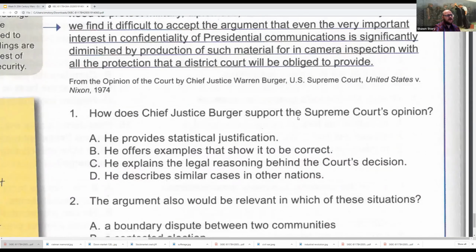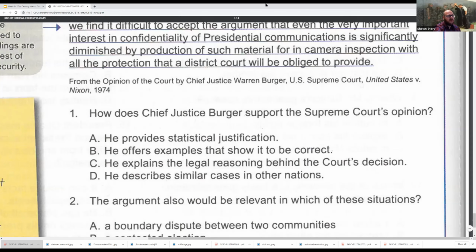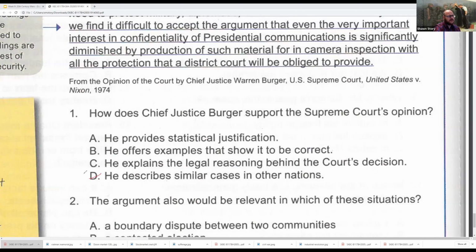How does Chief Justice Burger support the Supreme Court's opinion? He provides statistical justification. He offers examples that show it to be correct. He explains the legal reasoning behind the court's decision. He describes similar cases in other nations. Well, one, let's eliminate some of our answers. I did not hear him describe any other nations. And I didn't hear any statistics. I didn't hear numbers, 25%, 3 out of 4, every 42. So that means he either gave us examples or he gave us legal reasoning. What did he provide? Examples or legal reasoning?